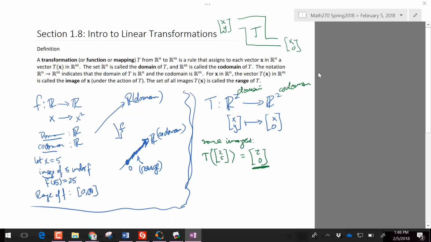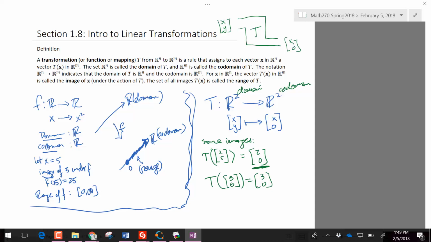Okay, let's do this. So this is an image that we would get. You put 2, 5 into your function machine, you're going to get 2, 0 for your output. Let's do one more. Give me something to put into our function machine. 3, 6. What's our output? 3, 0. Okay. They would be in the image, yes. So the image is a set. They would be in the image of T.